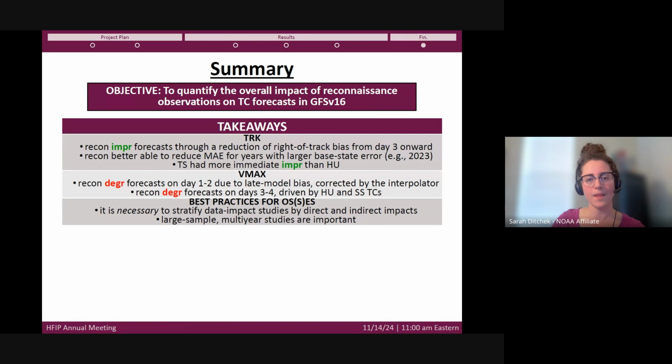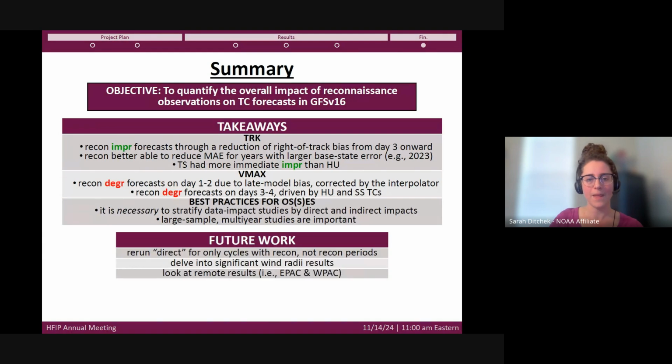Next. And then talking about some best practices for data denial experiments here, it's really necessary to stratify impact studies by direct and indirect impacts, because if you combine them together, it could be overshadowing the results. Also, if possible, large multi-year studies are particularly important. These impacts can change from cycle to cycle, TC to TC, and year to year. Obviously, there can be complications with that since a large number of resources are needed to do large sample multi-year studies.